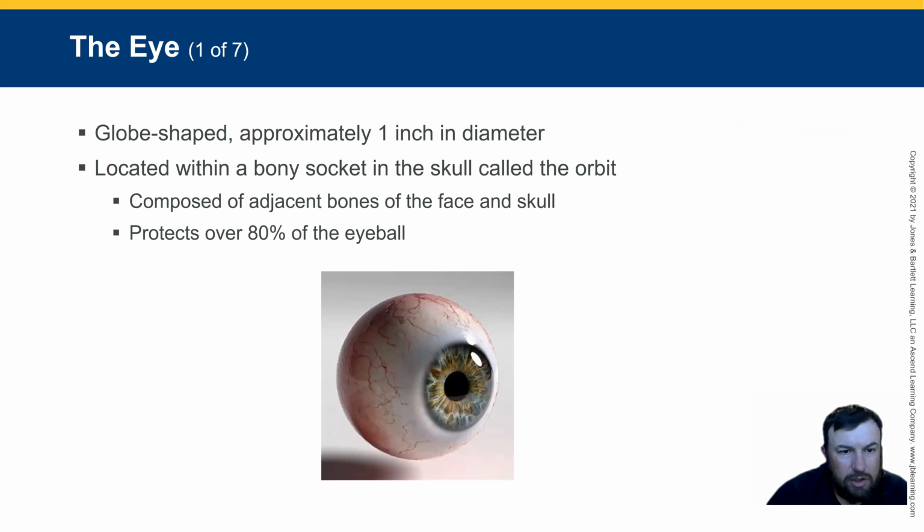The eye, globe shape, approximately 1 inch in diameter, located within a bony socket of the skull called the orbit, composed of adjacent bones of the face and skull, protects over 80% of the eyeball. So we're talking about that globe or the orbit, right? And I think there's pictures coming up later, maybe, maybe not, where you can actually see that 80% tucks back inside our orbit, so it is protected.